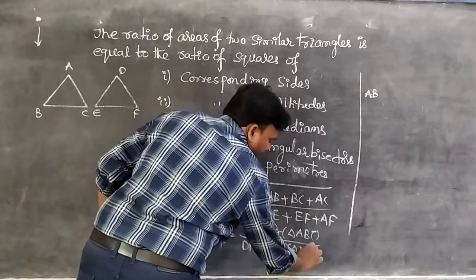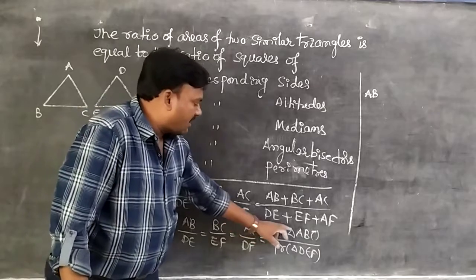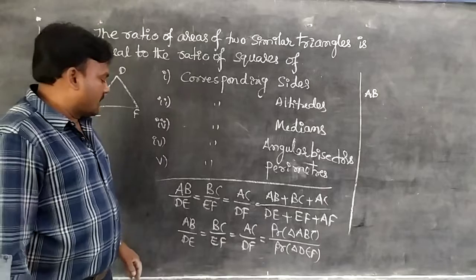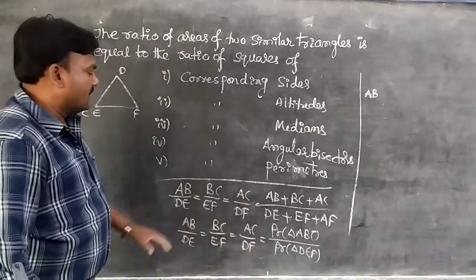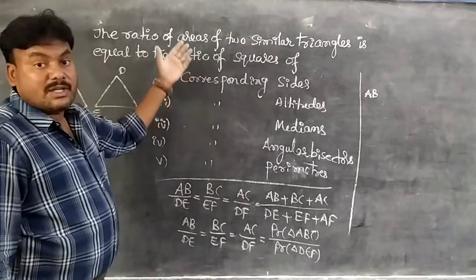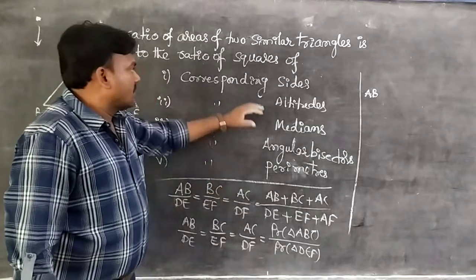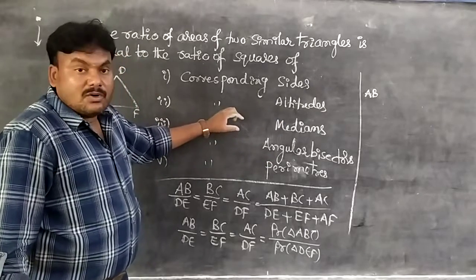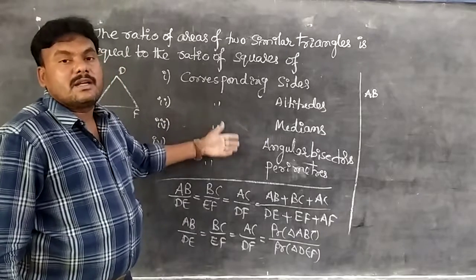DEF. Here AB by DE whole square means automatically perimeter of triangle ABC whole square by perimeter of triangle DEF whole square. So the ratio of sides equals the ratio of perimeters of triangles. Like that we conclude finally that the ratio of areas of two similar triangles is also equal to the ratio of squares of corresponding perimeters. So this value equals these five values, students. Very important. Do refer and practice it. Next we will discuss related problems also.